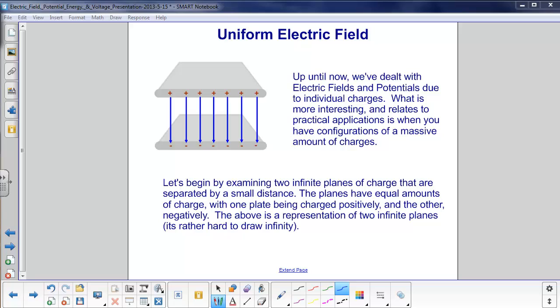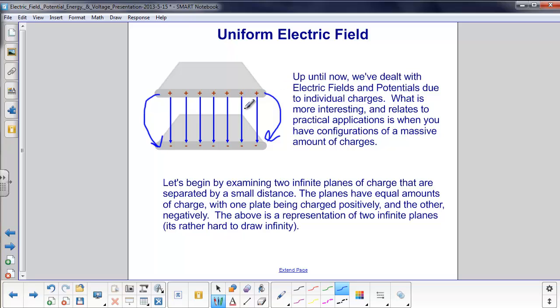We've seen this picture before, and this is where we're dealing not with just one, two, or three charges, but a whole lot of charges, a massive amount of charges. So we have the top here. We're going to consider this an infinite plane of charge that is separated by a small distance here. The reason we want an infinite plane is because if we had edges, you would have the electric field doing things like this. It would not be uniform. So for this exercise, we'll consider this an infinite plane.